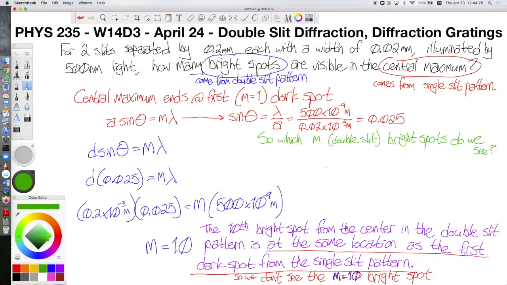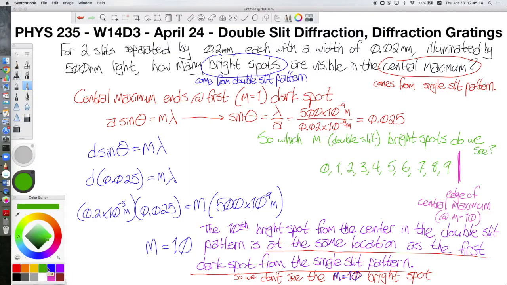Well, we'll definitely be able to see 0 and 1, 2, 3, 4, 5, 6, 7, 8, 9, and then 10 we don't see because that's the same location that the dark spot from the single slit pattern is. We will be able to see the m equals 11 bright spot, but it's no longer within the central maximum. So right here, this is the edge of the central maximum, which is at m equals 10.